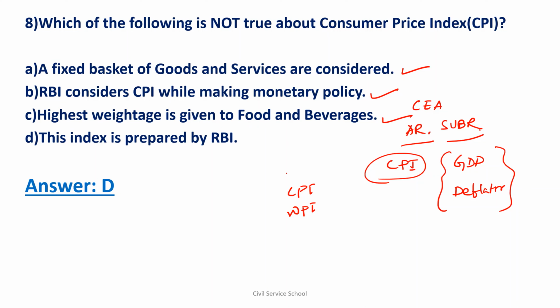That is also true. This index is prepared by RBI. That is not true. This index is prepared by Central Statistical Organization, CSO, under Ministry of Statistics and Program Implementation. So the which of the following is not true? This is a tricky question. Not true about CPI. So the answer will be D. This is not true.